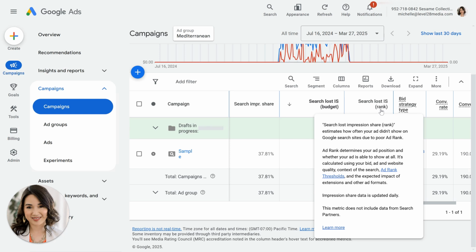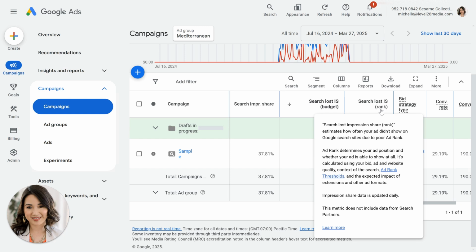Well, it comes down to a couple things. Number one is potentially looking into your quality score and how you can improve it. How do you improve your landing page experience? How do you improve your expected click-through rate? And how do you improve your ad relevancy? Those are key metrics that I talk about in detail in my quality score video.